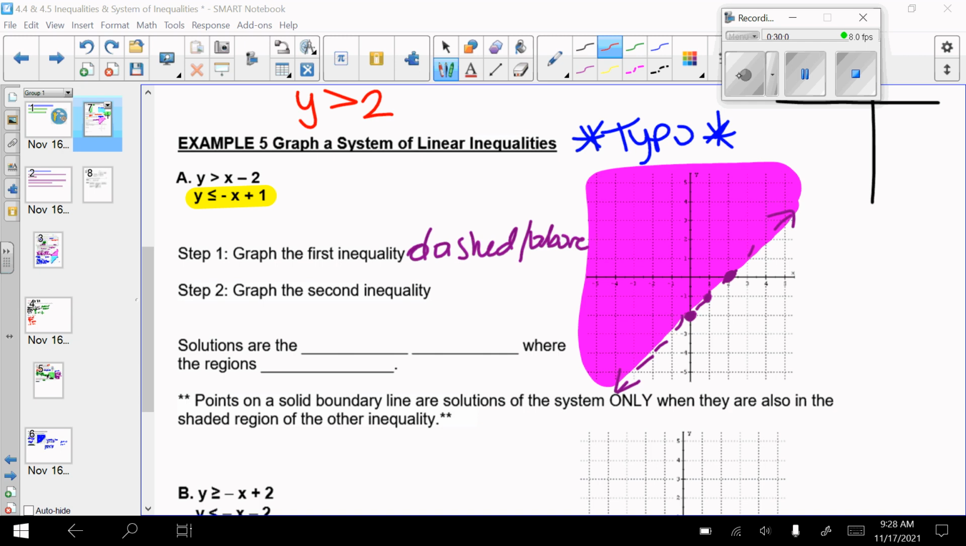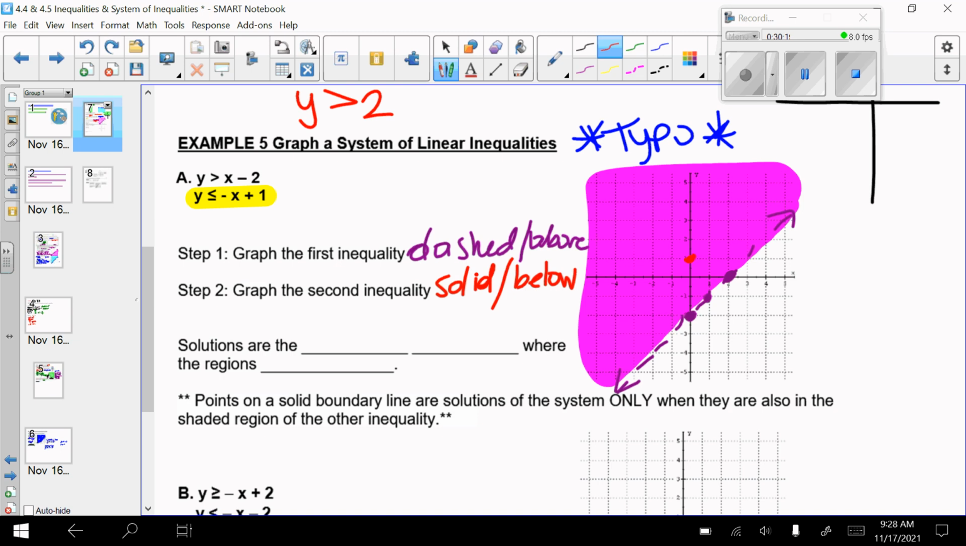So let's look at the second one. What kind of line am I going to have, solid or dash? Solid, good, because it's equal to. And then am I going to shade above or below? Good, because it's less than. And so what's my y-intercept of that second inequality?